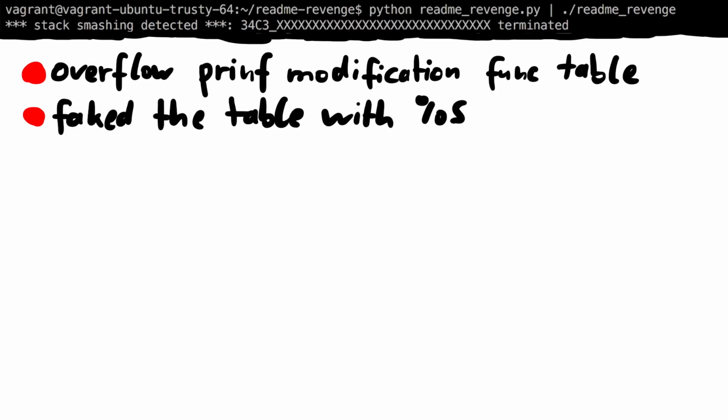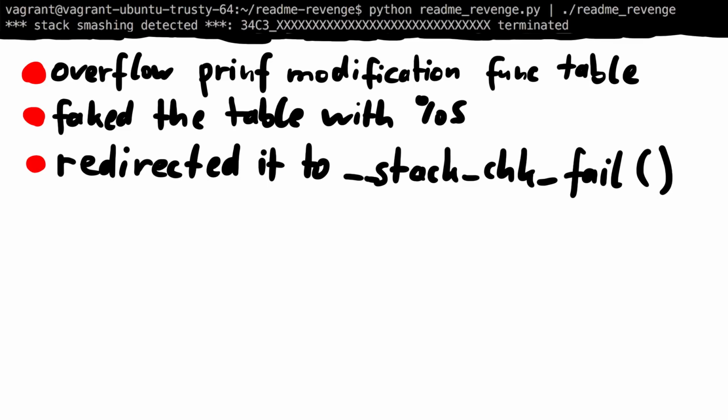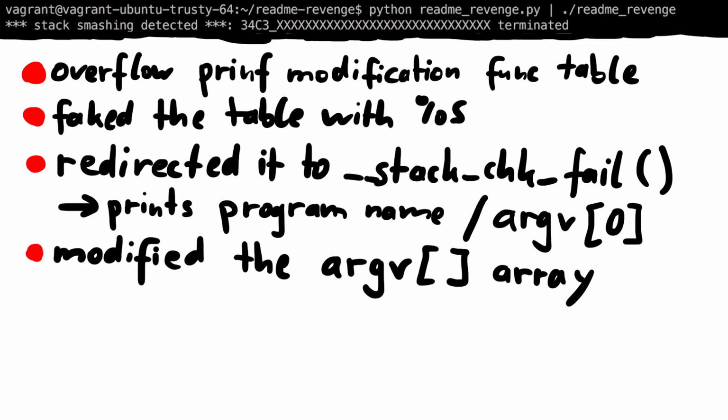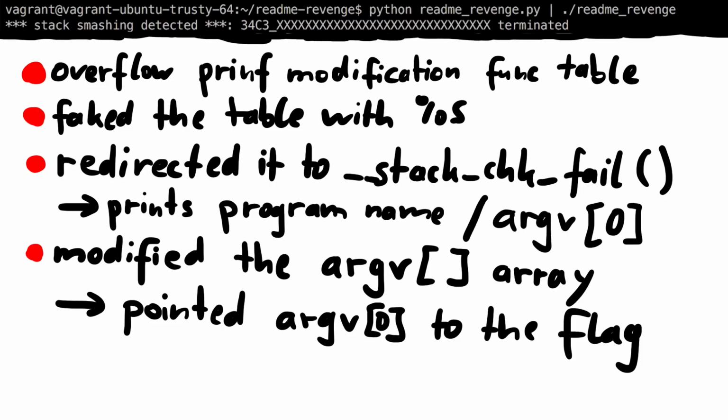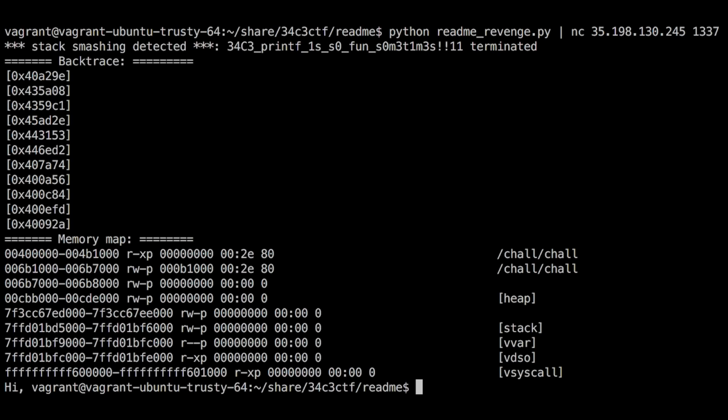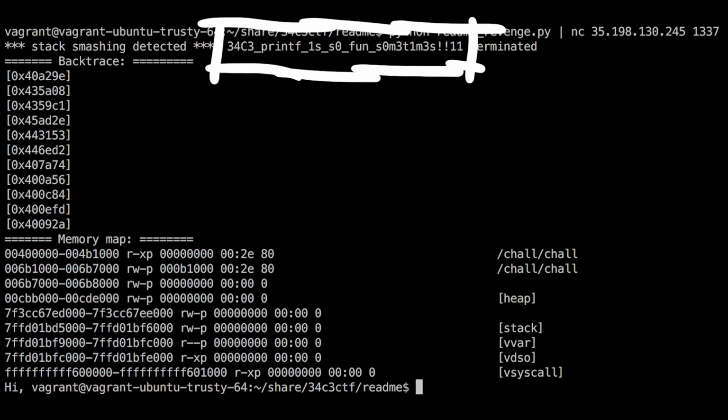Upon finding the %s, it took the address of our modified function table, which pointed to stack check fail instead. That function is then executed and gets a program name to show in an error message. But we also modified the pointer to the program arguments, argv, and pointed the program name, which is the first argument, to the flag. So the error printed the flag. And here is a screenshot from when I did that during the CTF to grab the real flag. Printf is so fun sometimes.